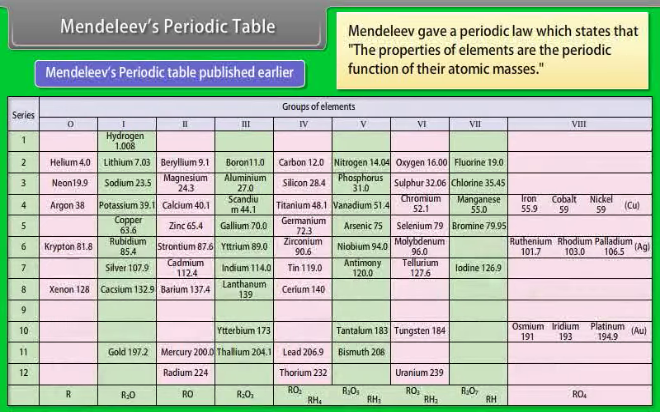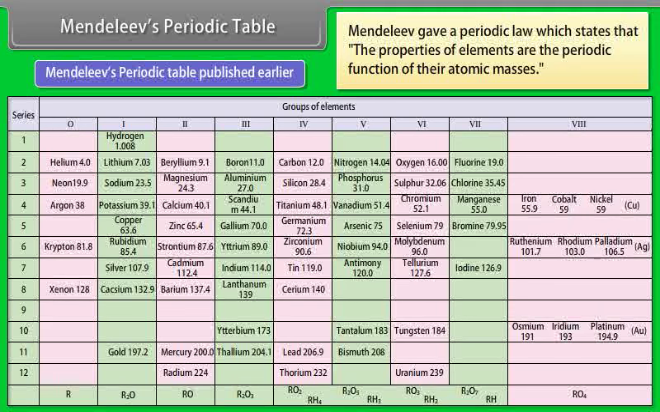Mendeleev's periodic table. Mendeleev gave a periodic law which states that the properties of elements are a periodic function of their atomic masses. Uses of Mendeleev's periodic table. Number 1. In the periodic table, elements are classified into groups with similar properties, thus facilitating the study of properties of elements. Number 2. Mendeleev left certain vacant places in his table, which provided a clue for the discovery of new elements. Some of the properties could be predicted with fair accuracy.